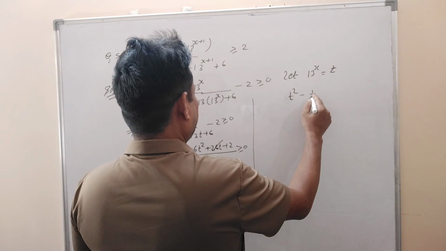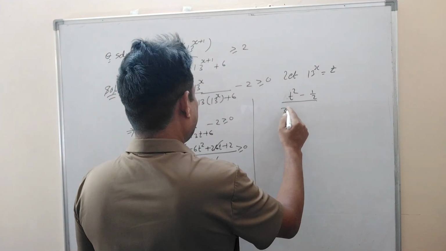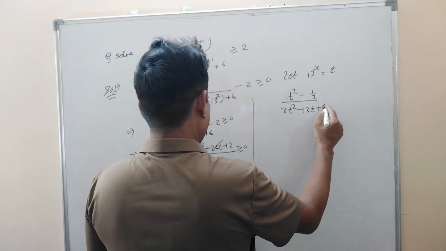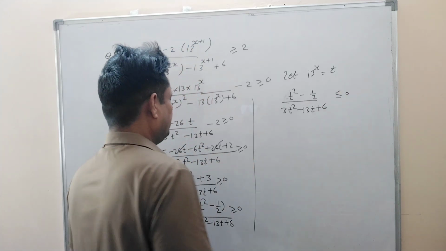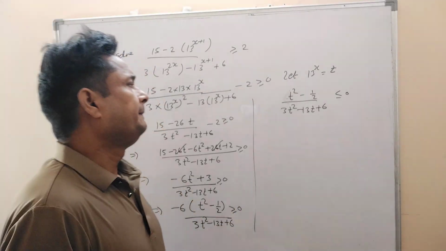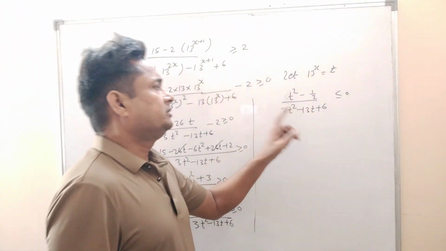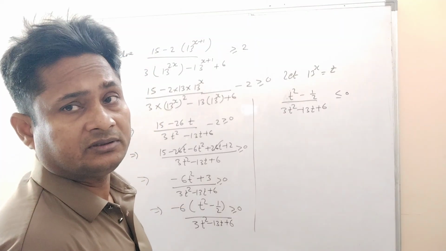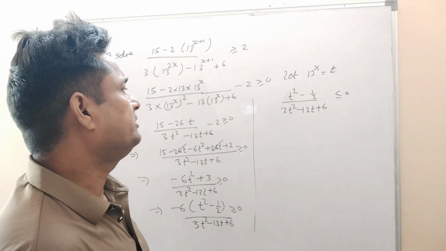t square minus 1 by 2 divided by 3t square minus 13t plus 6 less than or equal to 0. If you divide this inequality by minus 6, the inequality sign will change. Now you have to solve this by the wavy curve method, and you know how to solve by the wavy curve method.